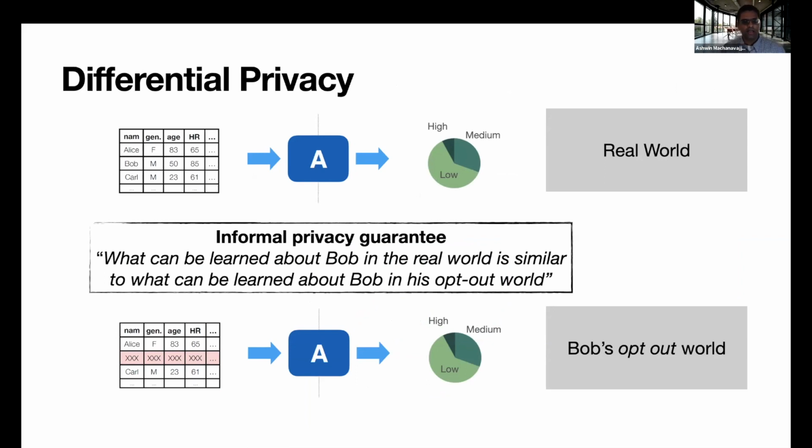is that what an adversary may learn about an individual, say Bob, in the real world, where their data, along with all of the other data in the database, is being analyzed with the algorithm, is roughly the same as what can be learned about Bob if Bob decides to opt out of that computation. So you take Bob's record, you remove Bob's record, or you replace it with random values. In these two worlds, the distribution of outputs generated by the algorithm should be roughly the same. And that's basically the informal privacy guarantee of differential privacy, right?